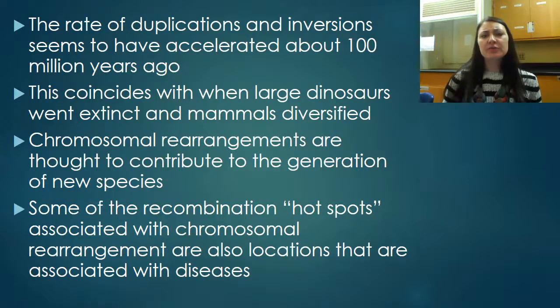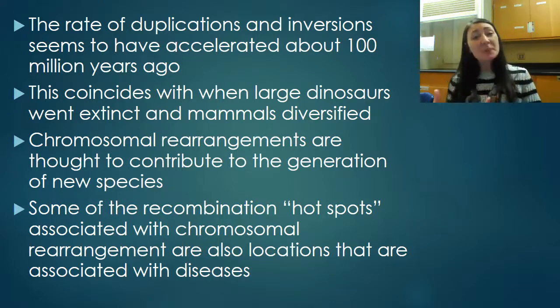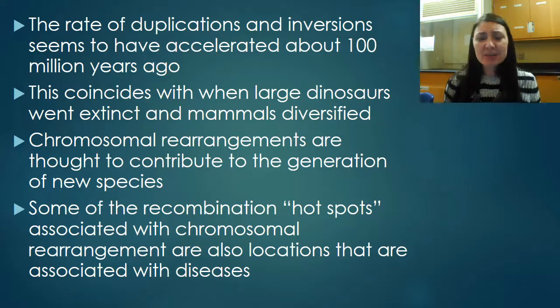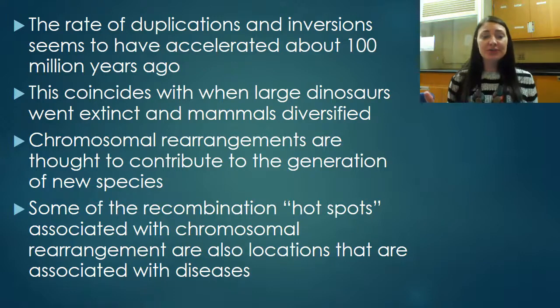So we know that the rate of duplications and inversions of chromosomes seems to have sped up starting at about 100 million years ago. This is the same time when dinosaurs went extinct and mammals diversified. So we had the age and the rise of the mammals. Chromosomal arrangements are thought to contribute to the generation of new species, in that with each chromosomal duplication or inversion or fusing, you tend to get an evolution of your genome, so your chromosomes are changing.